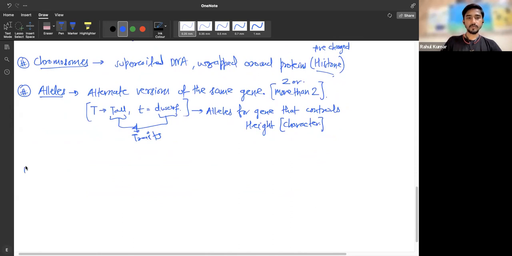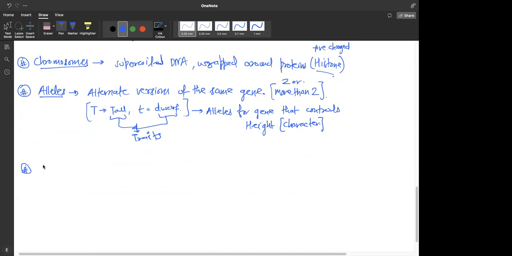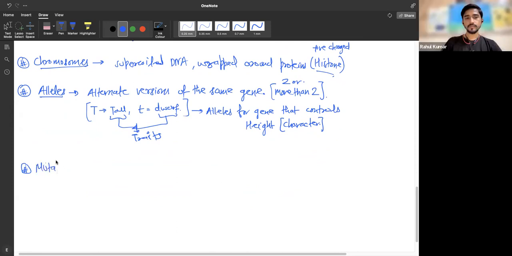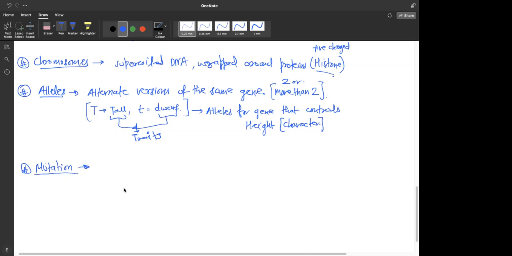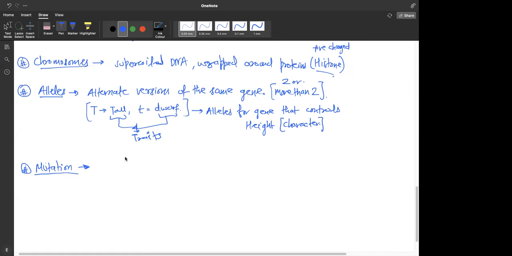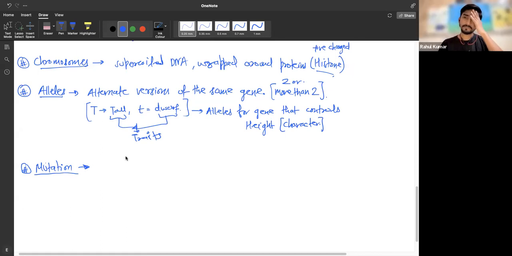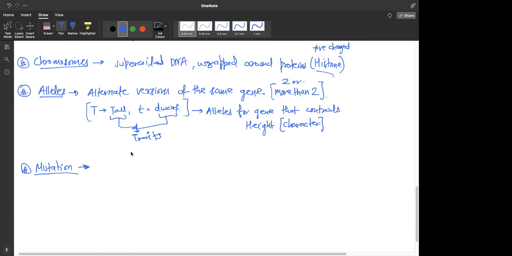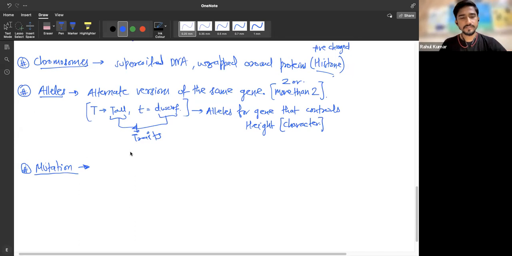Okay, last is mutations. What are mutations? Any idea about mutations? Sudden change. Evolution. Evolution is not mutation. Evolution and mutation are 2 different things. Change in the genes. Sudden change in the genes, which means any sudden change will be a mutation. Any change will be considered a mutation if it is a change in the gene.